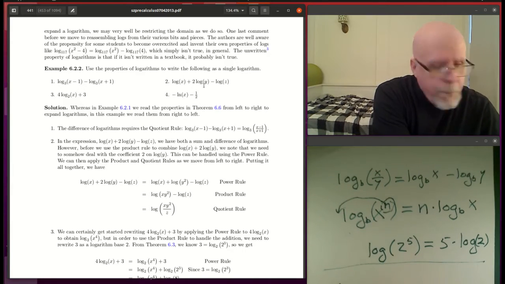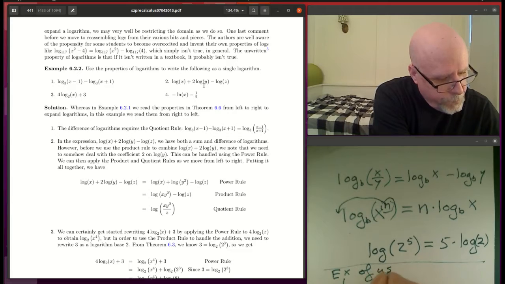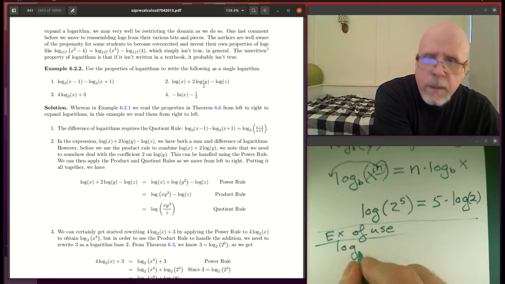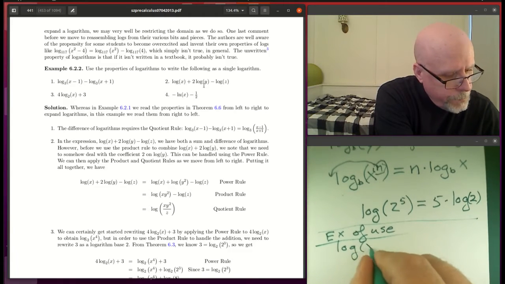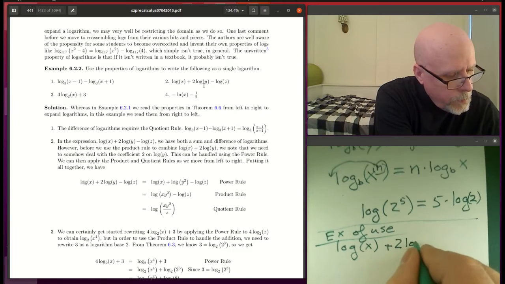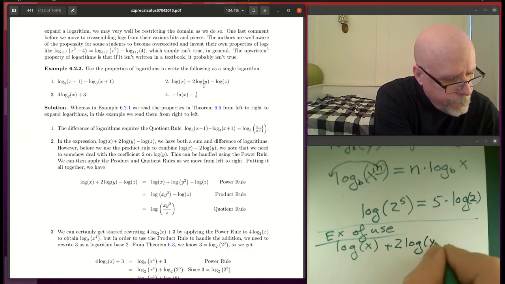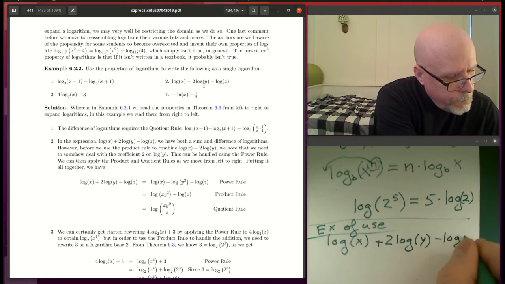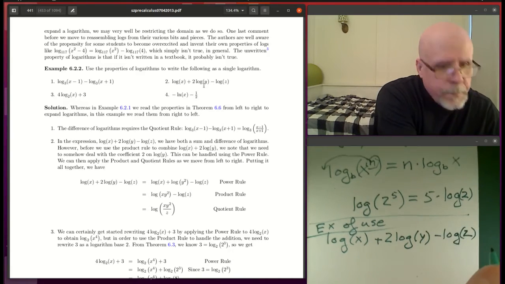We've got the logarithm of x plus 2 times the logarithm of y minus the logarithm of z. Cool.